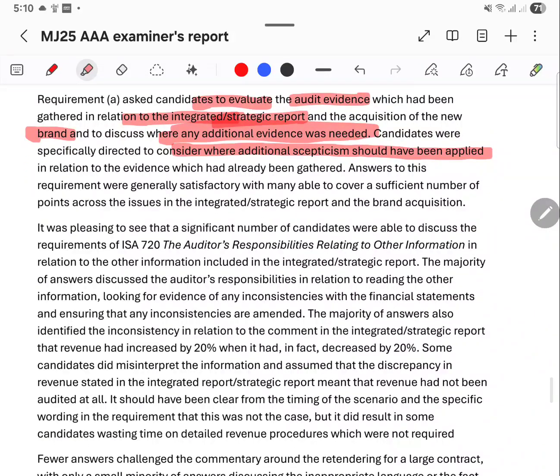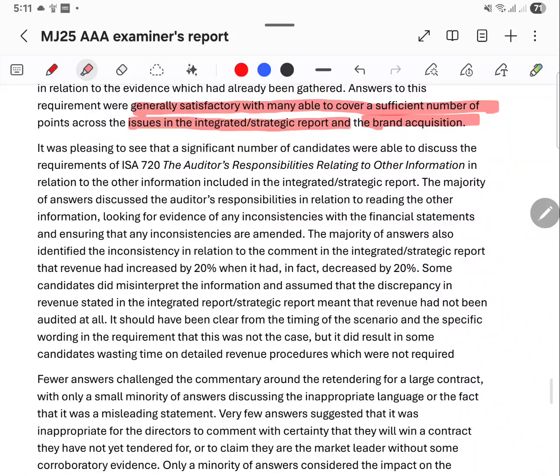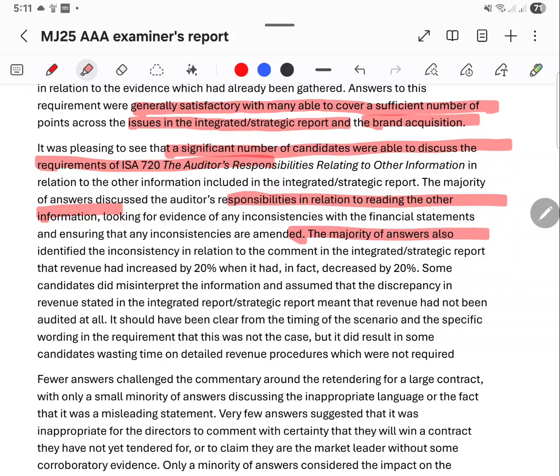Okay, answers to this requirement were generally satisfactory, with many able to cover a sufficient number of points across the issues in the integrated report and the brand acquisition. It was pleasing to see that a significant number of candidates were able to discuss the requirements of ISA 720. The majority of the answers discuss the auditor's responsibilities in relation to the other information, looking for evidence. The majority of the answers also identified an inconsistency in relation to the comment in the integrated strategic report. In fact, revenue decreased by 20%.